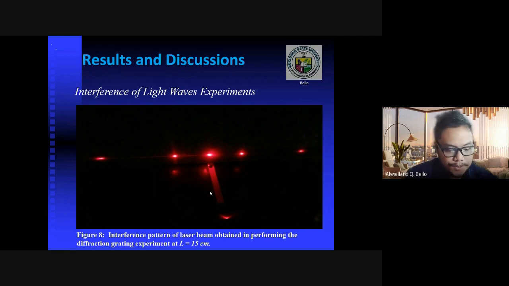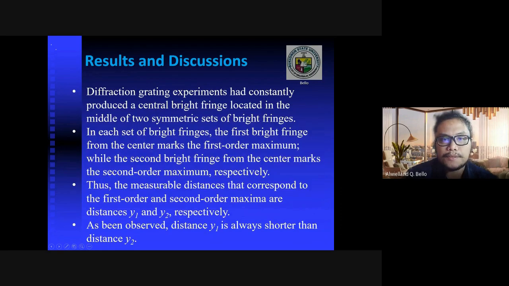For the results and discussion, we have here the result in Figure 8, the interference pattern of the laser beam. Diffraction grating experiments had consistently produced a central bright fringe located in the middle of two symmetric sets of bright fringes. In each set of bright fringes, the first bright fringe from the center marks the first order maximum, while the second bright fringe from the center marks the second order maximum, respectively.